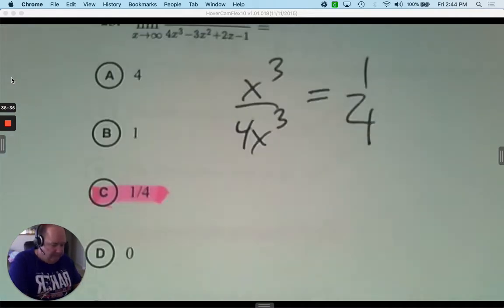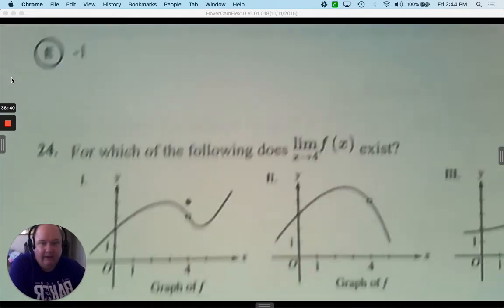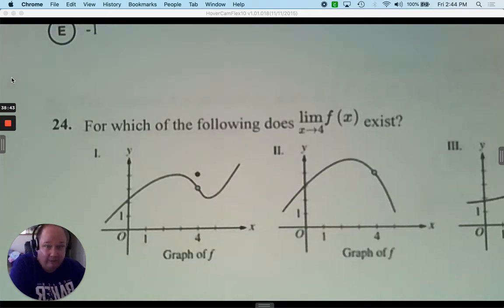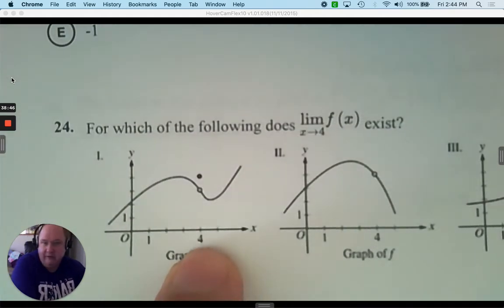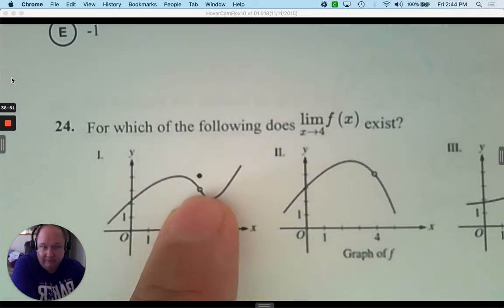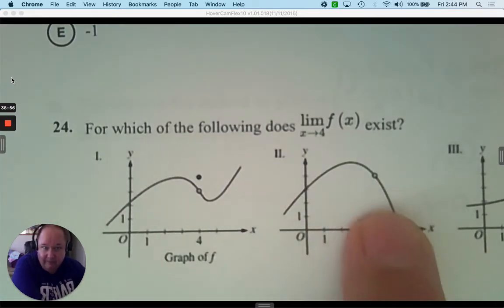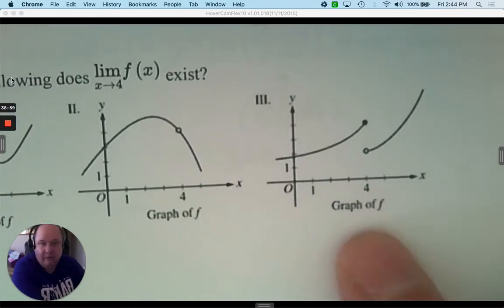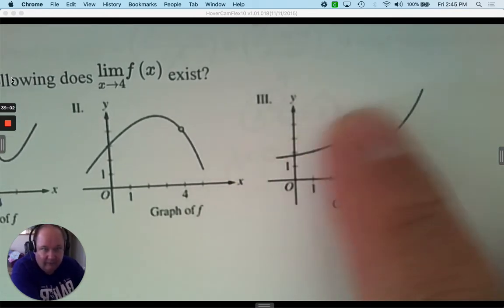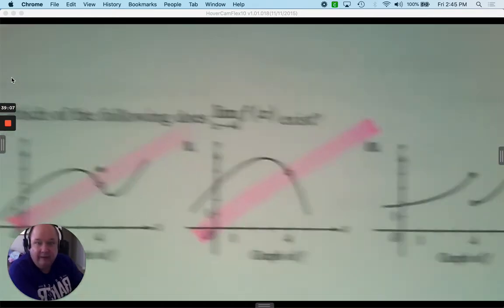Number 24. For which of the following does the limit as x approaches 4 exist? So does it exist here at 4? Yes. The left and right agree. The point above doesn't matter. Does it exist here? Does the left side and right side both agree what the y value is? Yes. How about for number 4, this one? Does the limit exist at 4? Does the left side agree with the right side? No. So which is the only two that work? Is 1 and 2. So the answer is D.